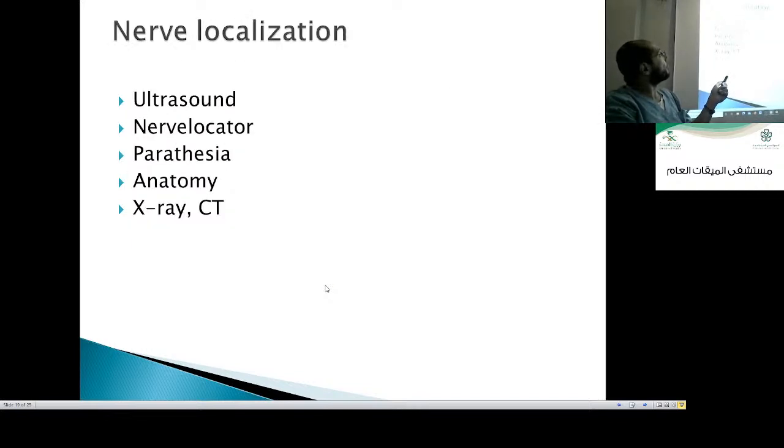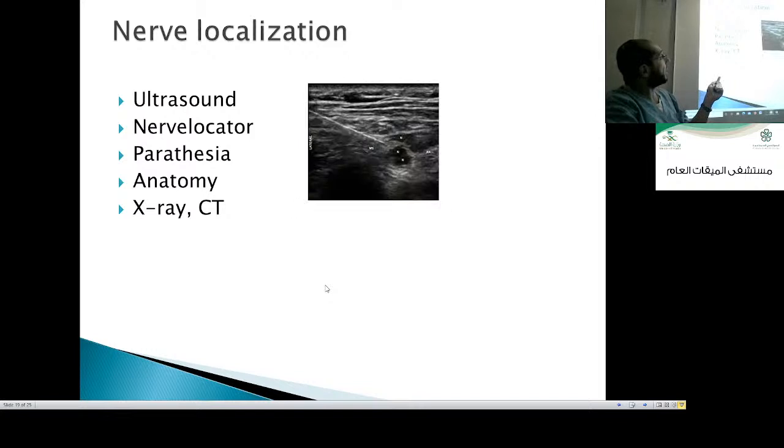How to locate the nerve, how to locate your needle position. We have a lot of methods. Ultrasound, which is now the most updated thing. Now you can see your nerve itself, and you can see your needle moving to the nerve, and you can diagnose your complication on the spot. It is the up-to-date method to locate your nerve now, even in spinal and epidural.